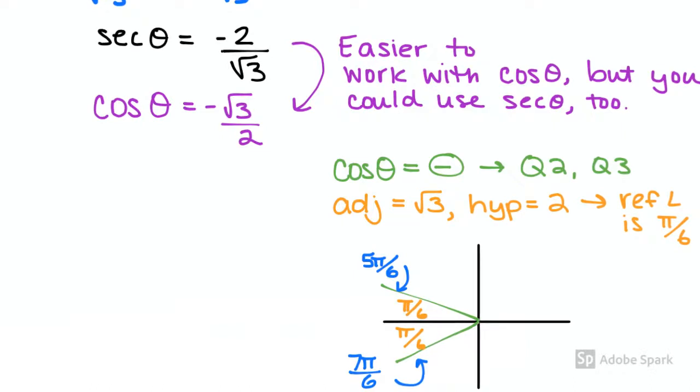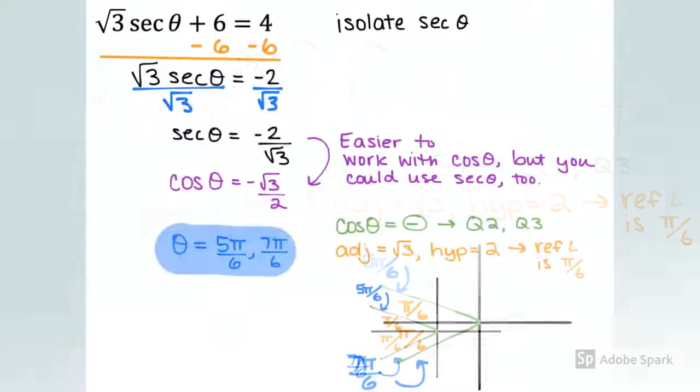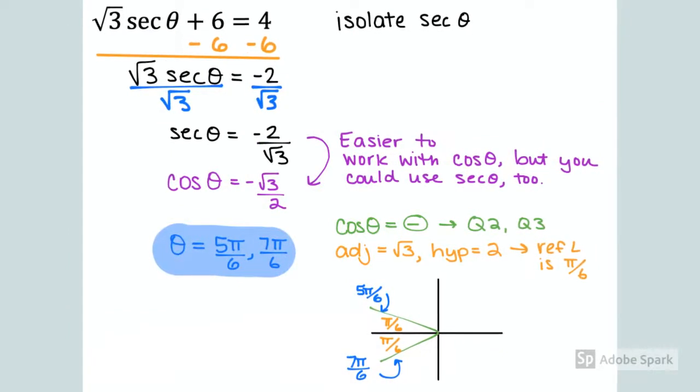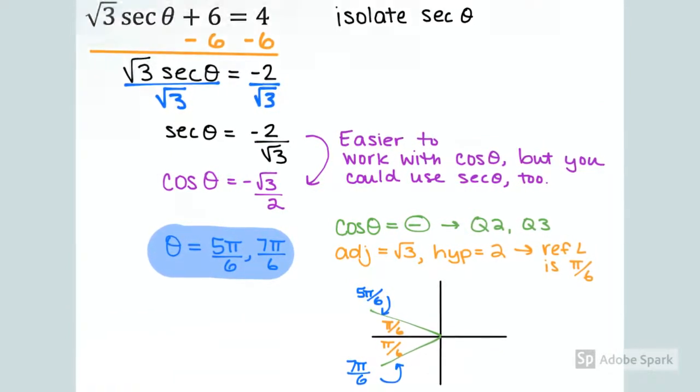Reference angle of pi over 6 in second quadrant is going to be 5 pi over 6. Reference angle of pi over 6 in third quadrant is going to be 7 pi over 6. And so I can write my two final answers. Theta equals 5 pi over 6 and 7 pi over 6.